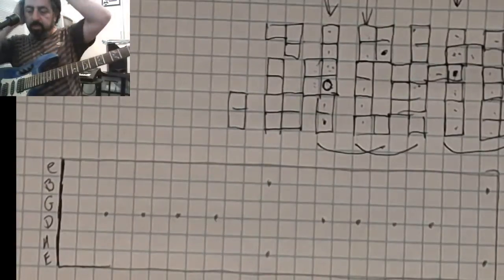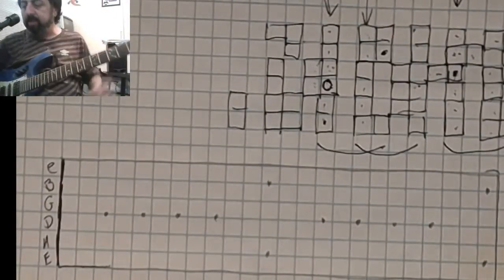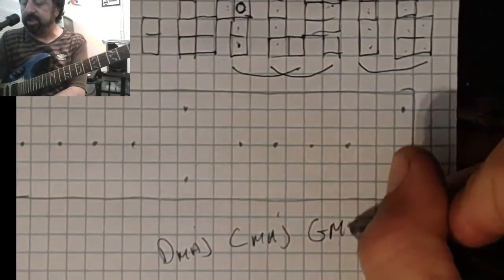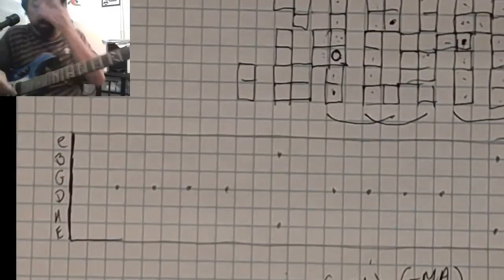So what we discovered here is C major, D major, C major, and G major. And hey, remember G major in In Memory of Elizabeth Reed?